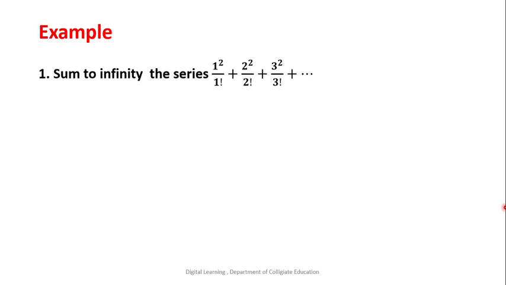Now let us discuss some problems using the exponential theorems. Let us consider the problem: sum to infinity the series 1 square by 1 factorial plus 2 square by 2 factorial plus 3 square by 3 factorial plus so on. First we write the nth term for numerator and denominator. The sum to n terms is equal to summation n equal to 1 to infinity. The nth term of numerator is n square divided by the denominator n factorial.